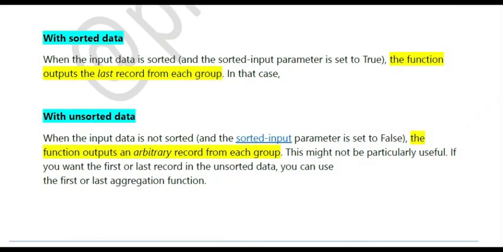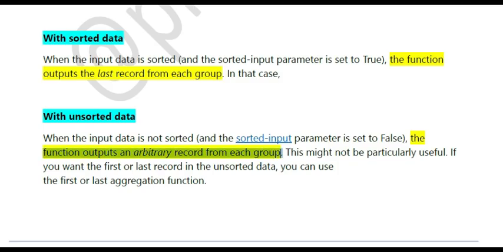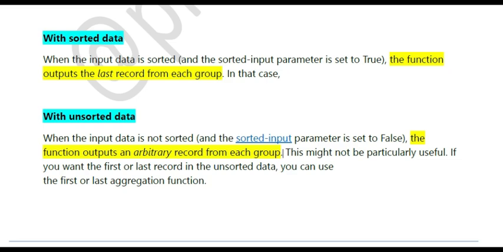Now we will discuss sorted data and unsorted data, because the Rollup component accepts both sorted and unsorted input, so your output record will vary. If the sorted input parameter is set to true, then your output record will give the last record of each group. If the sorted input parameter is false, then it will give any record from your group, not necessarily the first or the last record. It can vary, and any record can be given.